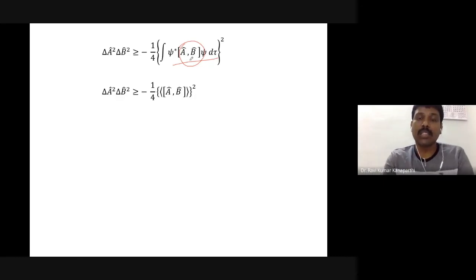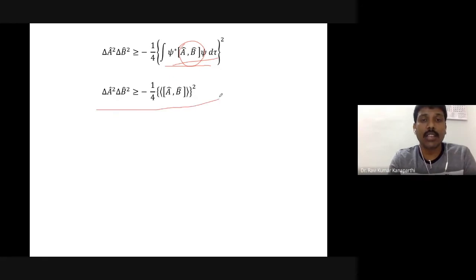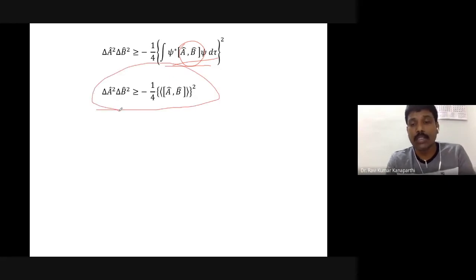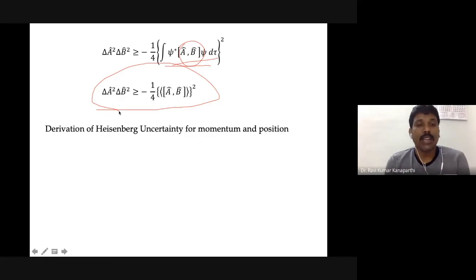So that is why, instead of writing this integral, it is essentially nothing but the expectation value of the commutator of A, B. Okay, that is what is written. So this is the generalized Heisenberg principle, and using this you can actually derive any of the relations which you have studied in your early classes. So let us do that and try to derive the uncertainty principle for position and momentum.